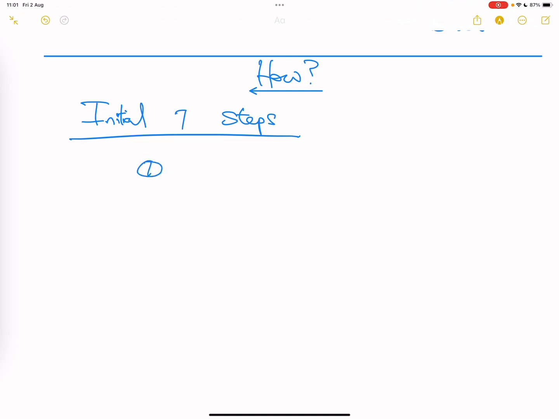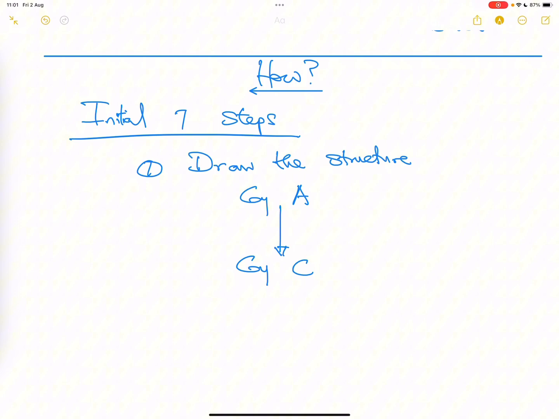The first step is, please draw the structure. It looks so simple, but it matters a lot. This is where your confidence will start from. Draw the structure. If the question says company A has acquired company C at 70% on 1st of January, draw the structure. Company A acquires company C. Draw it like that. Give yourself that pictorial view. What you acquire, 70%, on this date is extremely important.